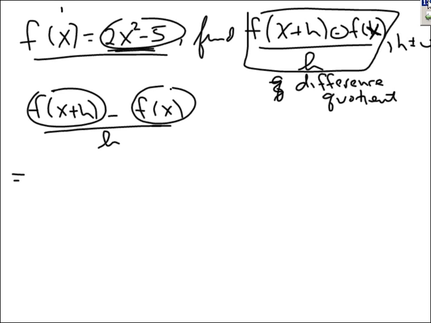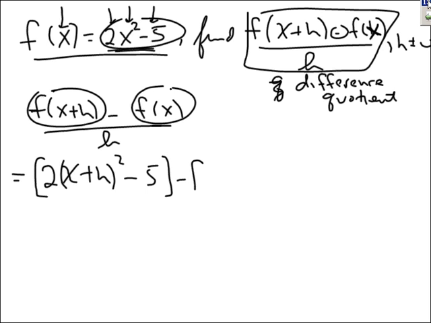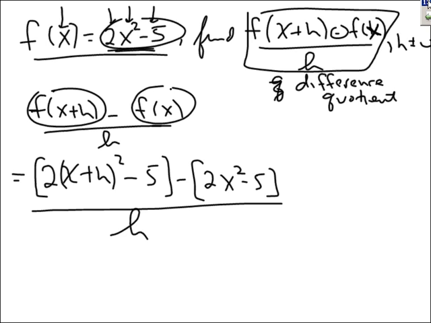Well, what does f do to what's in the brackets? It squares it, it then multiplies it by 2, and then it takes away 5. I take what's in the brackets, I denote I'm squaring it, then multiply it by 2, and then I take away 5. That's f of x plus h. Minus f of x, which was given, 2x squared minus 5. And all of this gets divided by h. Okay? We're getting there. First bracket minus the second bracket. 2x squared minus 5, all over h.